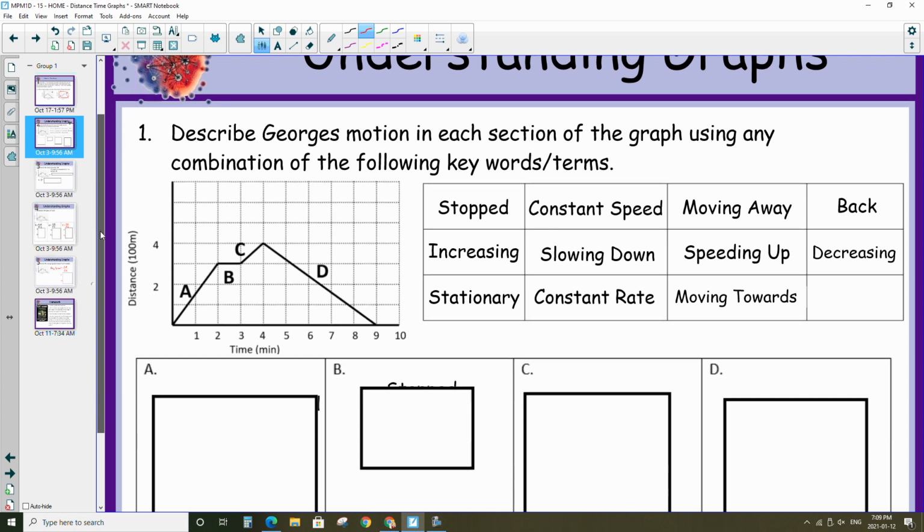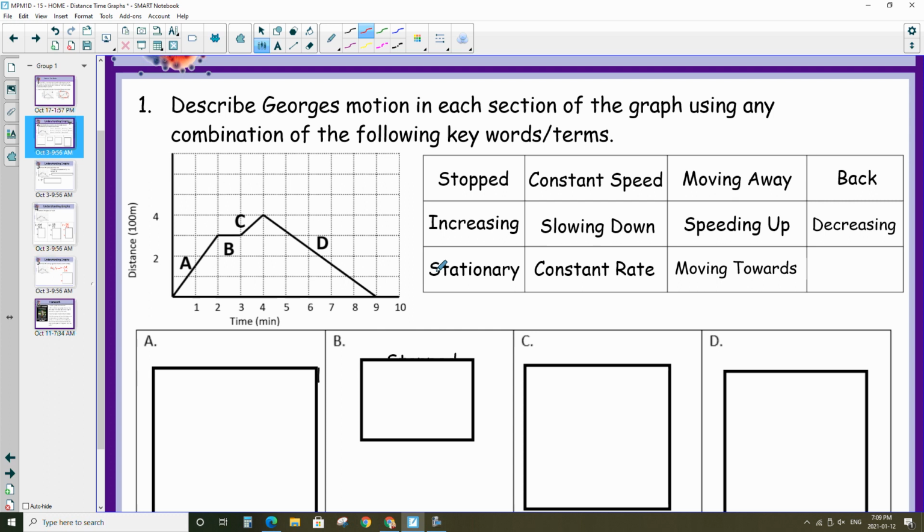All right, so now let's use these words in these boxes to describe each of the 4 sections. 1, 2, 3, 4. And by the way, your homework today is not going to be practice questions like you normally get. Your homework for today is going to be to create a story like this. Okay, to create a graph, write a story, and then your story has to match each of the sections in the graph. And then you're going to calculate the speed of each of these sections, which I will show you how to do in a second.